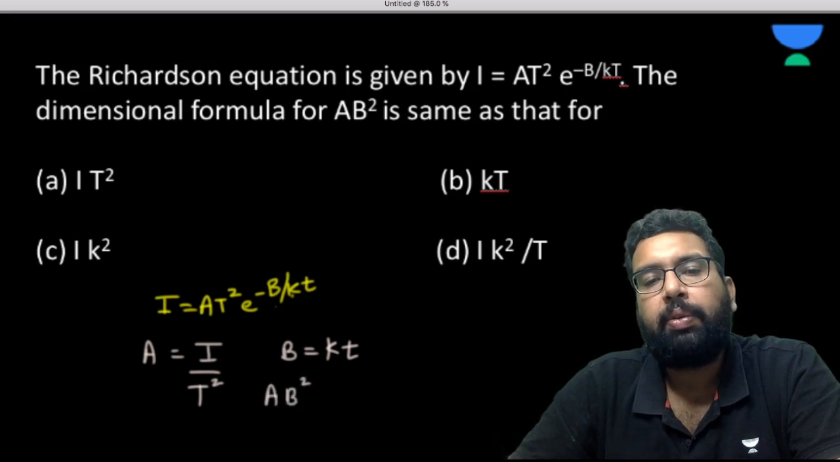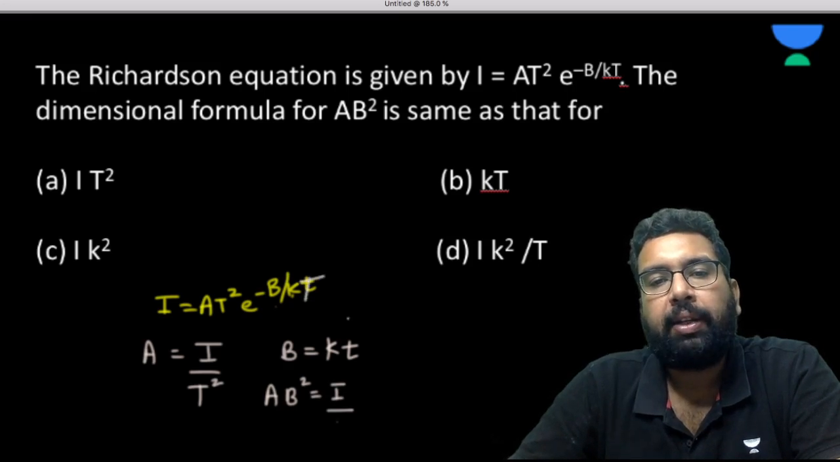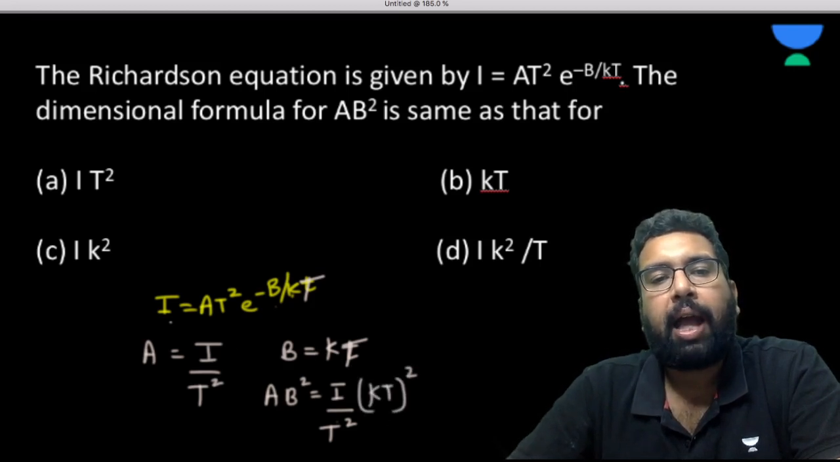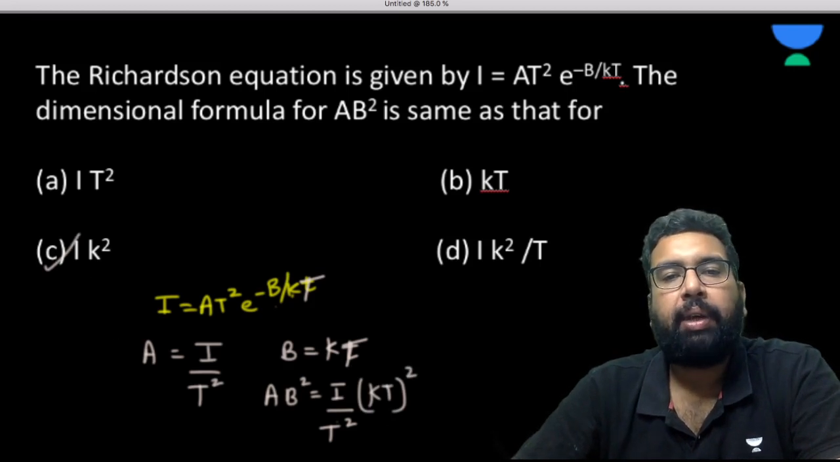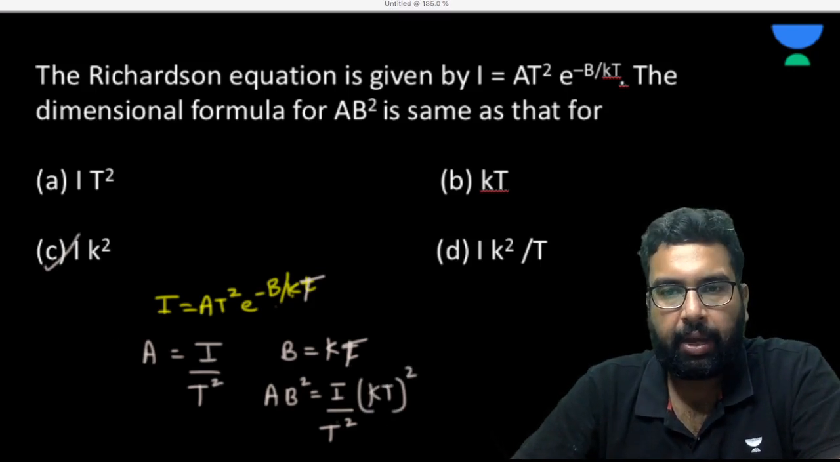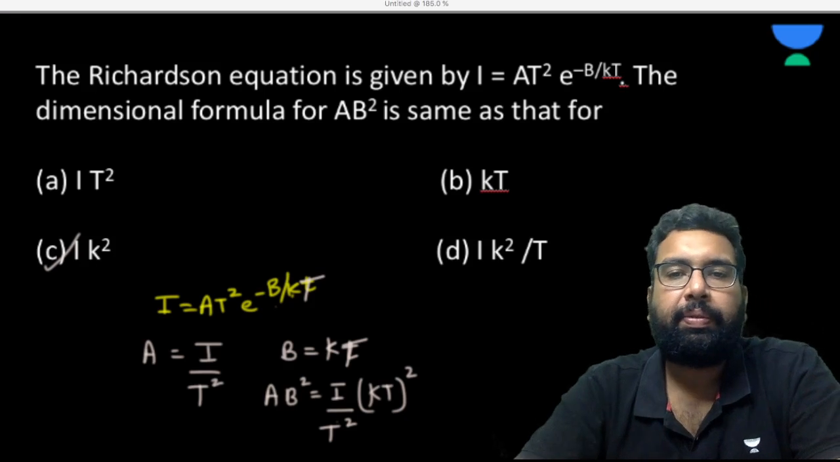Now what is going to be A b square? So A b square is equal to I by T square, and this is k capital T. Let's write capital T, otherwise confusion will happen. So it is I by T square times b square, and b is kT, so it will become I k square.